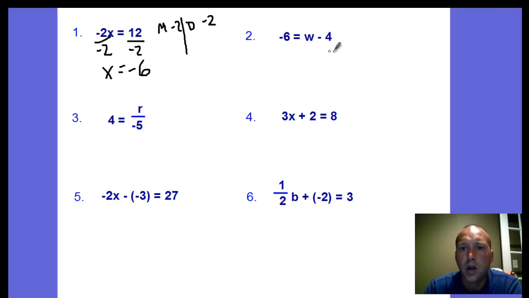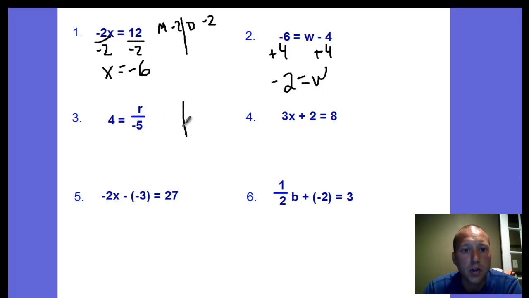Over here, it doesn't matter what side w is on, you still want to isolate it. So the opposite would be add 4. Watch your mental math, watch your signs. We have more negatives, so we have negatives left over. So -2. Here we are dividing by a negative.